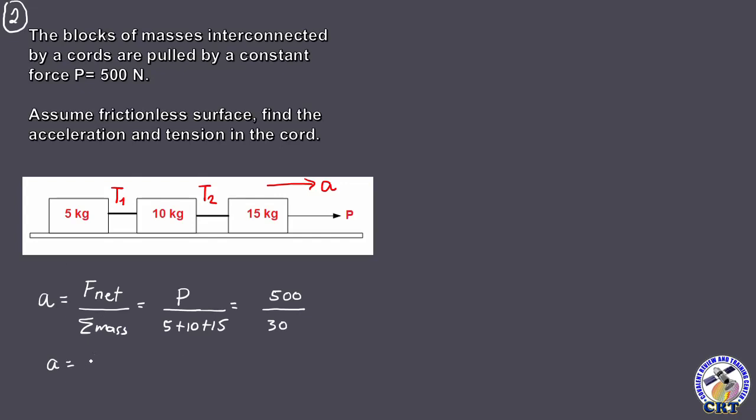This is equivalent to 16.67 meters per second squared. So this is the acceleration of the whole system using our shortcut. But we are asked to solve also the tensions. We have two tensions here, T1 and T2. So we need to analyze the free body diagram.